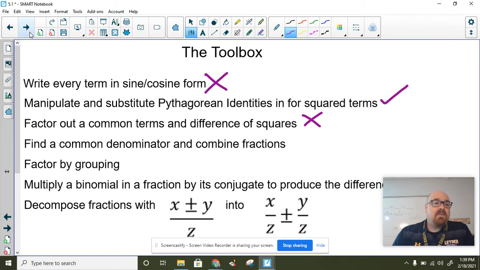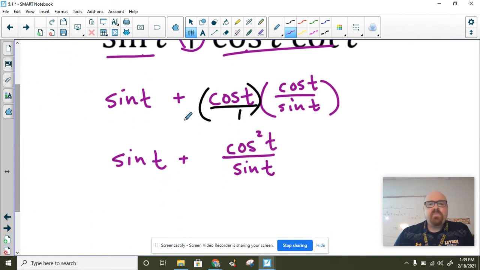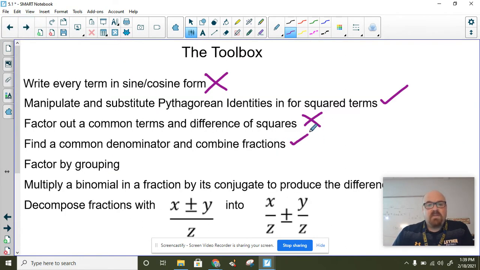Find a common denominator and combine fractions. Now, here's where we can go two ways. This is a fraction. This is not. But I could make it a fraction by putting a 1 underneath it. Then there would be 2 fractions, and I could combine them to simplify. So this is an option.